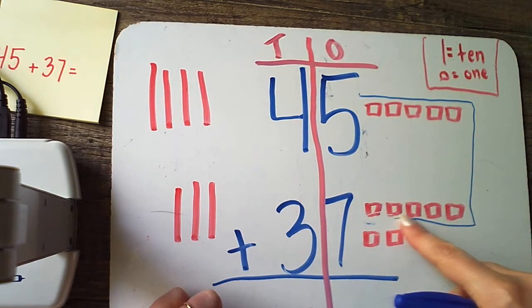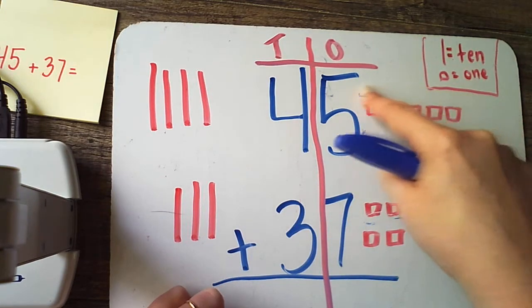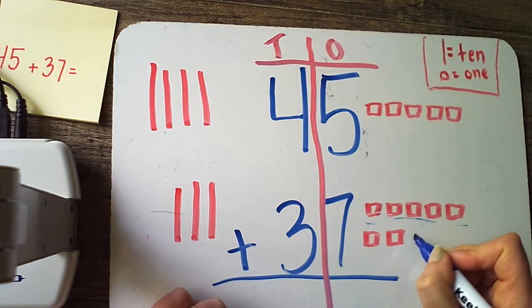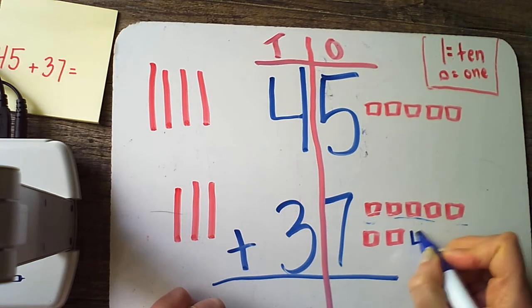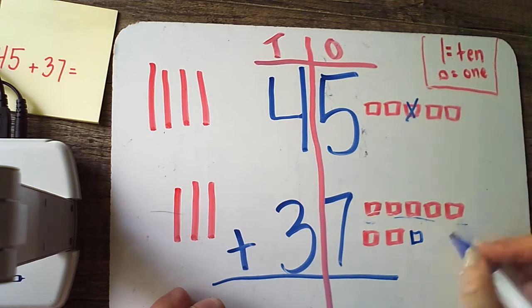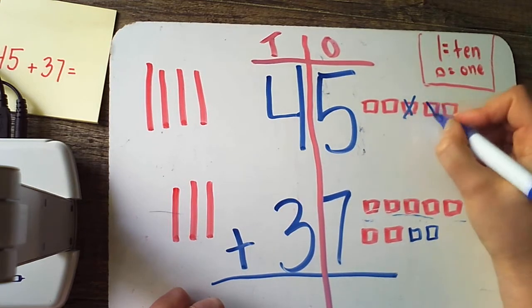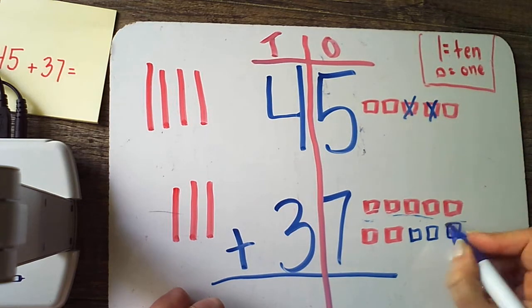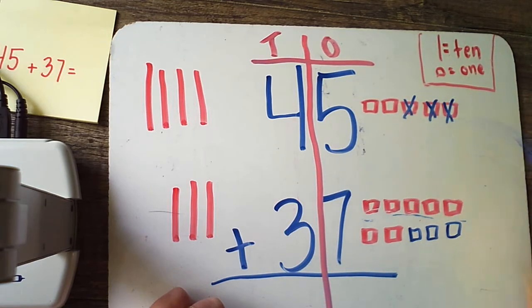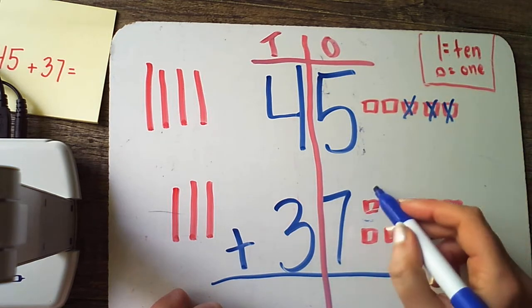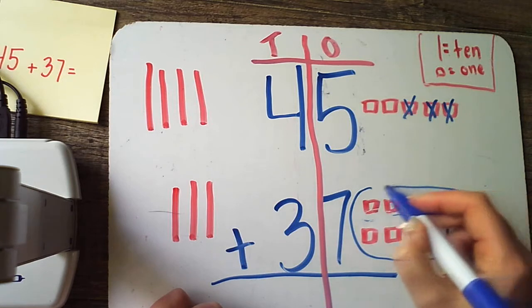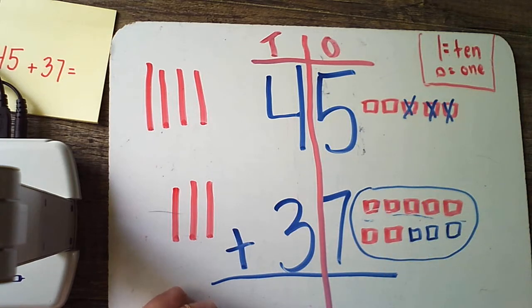Here's another way. Some of you might like to start with the 7, and you might be able to see that, hey, if I take 1, 2, 3 of the ones from my 5, that gives me a 10 too. And I can then trade that for another 10. Whichever way works for you, friends, you can use it, as long as you can explain what you did.